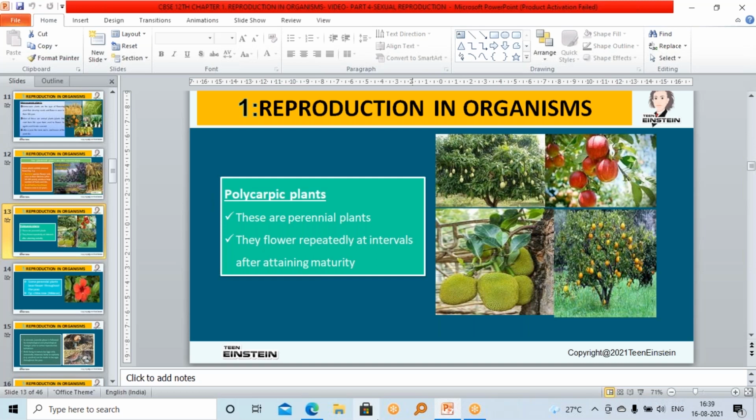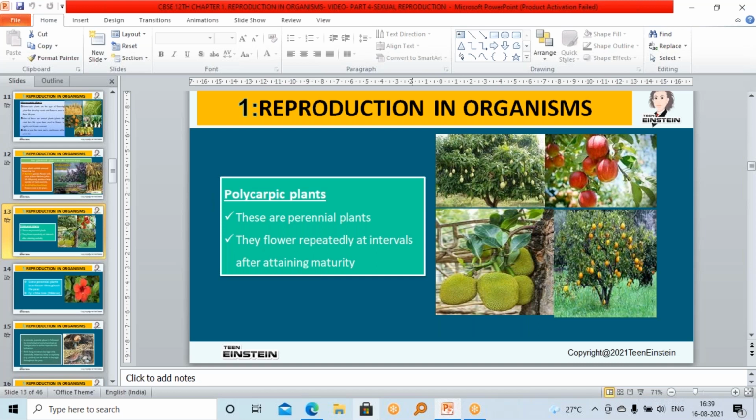Compared to the monocarpic plant, what we have learned there: soon after completing the flowering and fruiting stage, the whole monocarpic plant dies. But in the case of a polycarpic plant, flowering is there, fruiting is there, but after that the plant is not going to die. It will survive. The plant will be there.